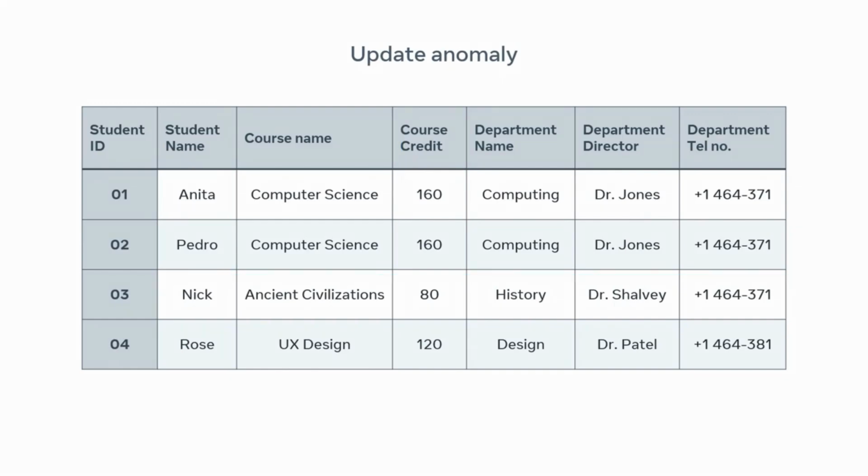I'll demonstrate this with a scenario in which Dr. Jones, the director of the computing department, leaves his post and is replaced with another director. I now need to update all instances of Dr. Jones in the table with the new director's name. And I also need to update the records of every student enrolled in the department. This poses a major challenge because if I miss any students, then the table will contain inaccurate or inconsistent information.